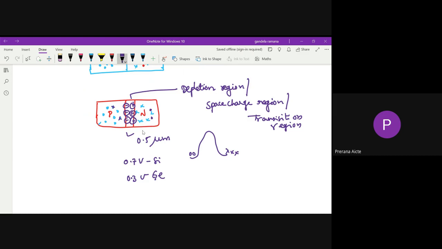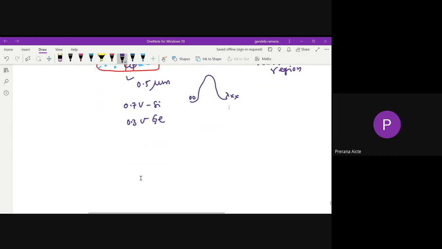This barrier will be suppressed when you give more than this cut-in voltage. Only then will it be suppressed and the holes and electrons move from one place to another. The built-in potential VBI is equal to VT natural logarithm of ND NA by ni square, where ND is the donor concentration, NA is the acceptor concentration, and ni is the intrinsic concentration.